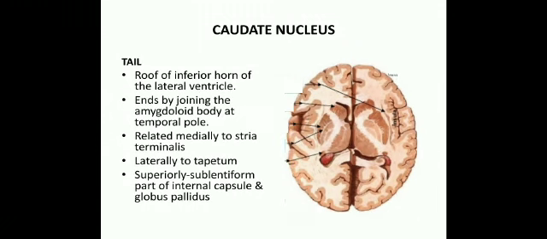Now, the tail forms the roof of the inferior horn of the lateral ventricle and ends by joining the amygdaloid body at the temporal pole. It is related medially to the stria terminalis and laterally to the tapetum. Inferiorly, it is related to the sublentiform part of the internal capsule and the globus pallidus.